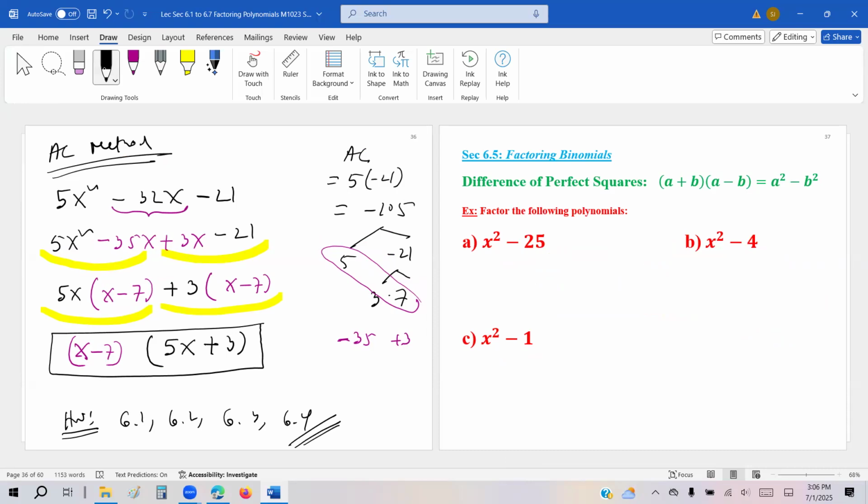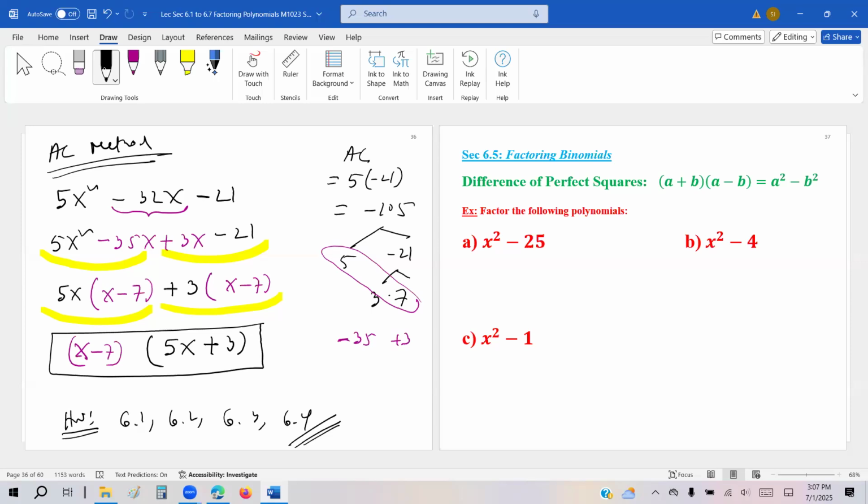Now, so what do you think about the AC method? Is it doable, annoying? What is your idea? What is your thought? Do you like it? How about the sign method? I like that one. And how about the trial method? I like.